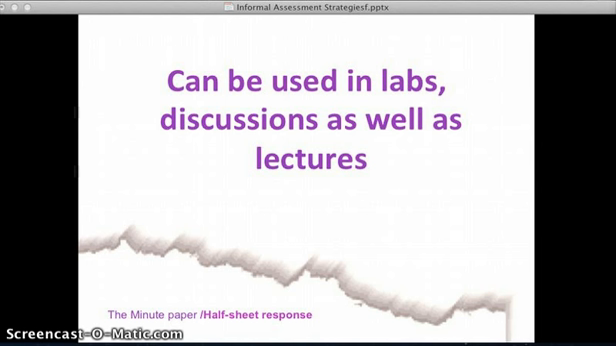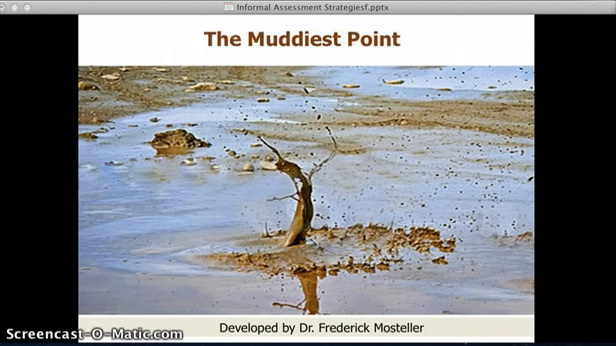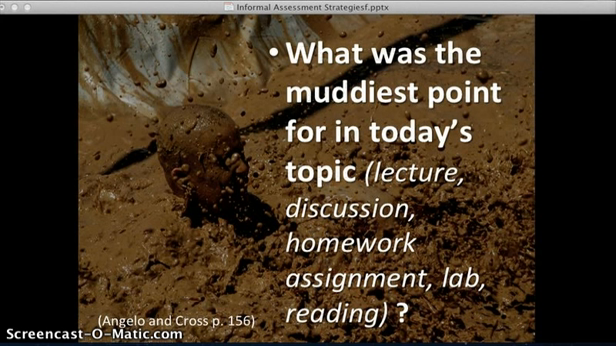And again, my favorite is the muddiest point, which was developed by Dr. Frederick Mosteller, professor of statistics at Harvard. In other words, the muddiest point is what was least clear to you. It's a simple question that tells you where your students are struggling in today's topic, lecture, discussion, homework, assignment, lab, or reading. This is a beautiful tool to end with.